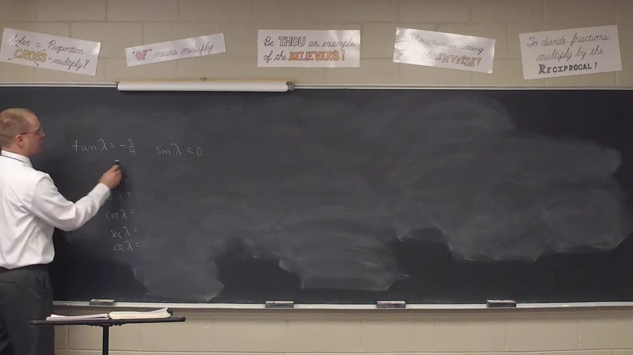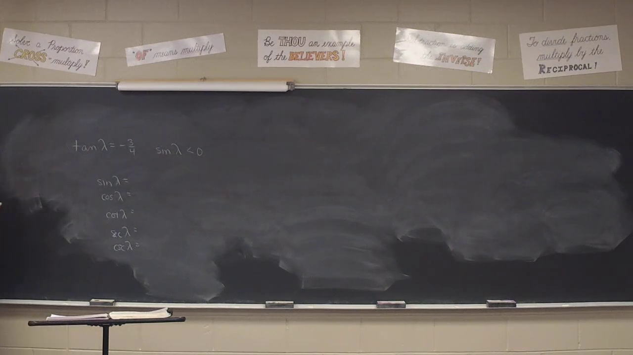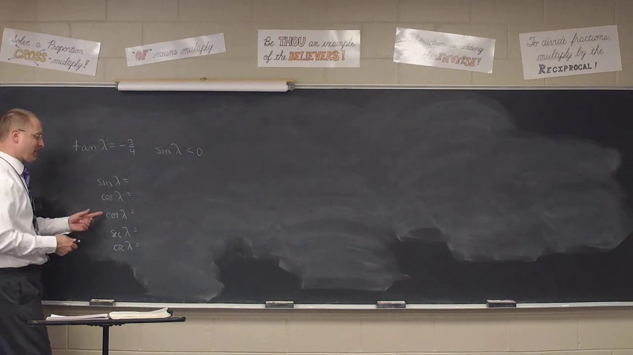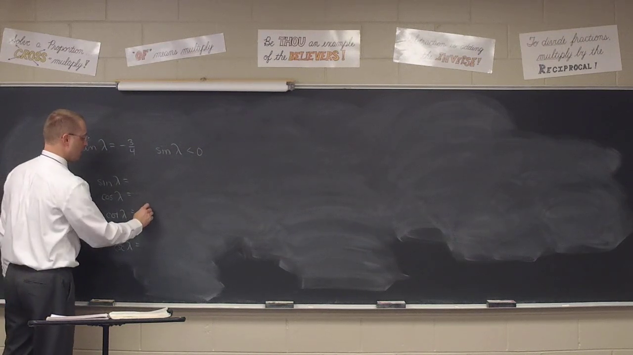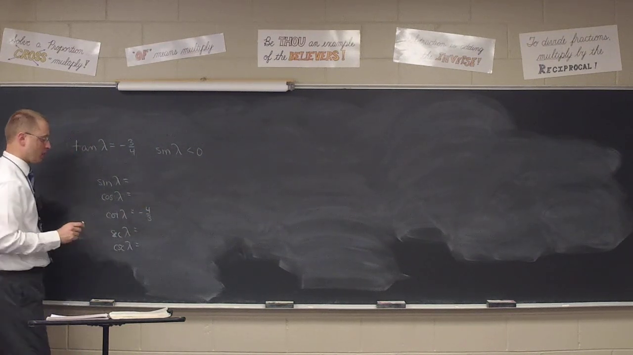If I know the tangent, the easiest other trig ratio to get by far would be its reciprocal, cotangent. So since tangent and cotangent are reciprocals, class, cotangent of lambda must be negative 4 over 3.